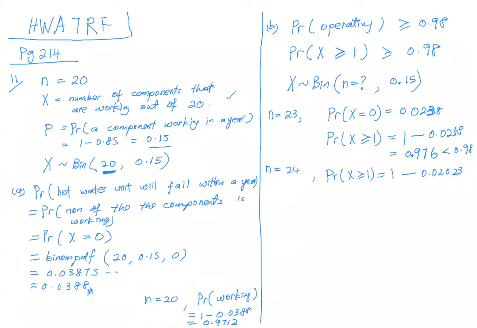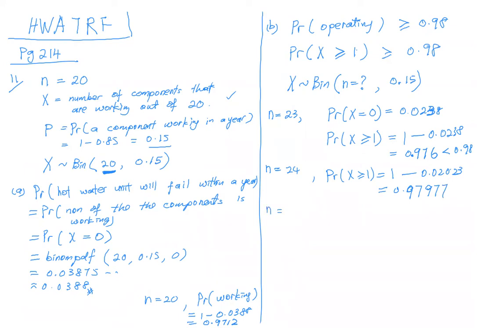Okay. Do you get the answer? So this one will be 0.97. Okay, still haven't reached, correct? 0.97977. Okay, still haven't reached 0.98. Okay, so now you try another one.